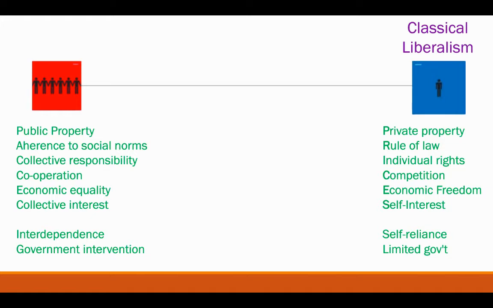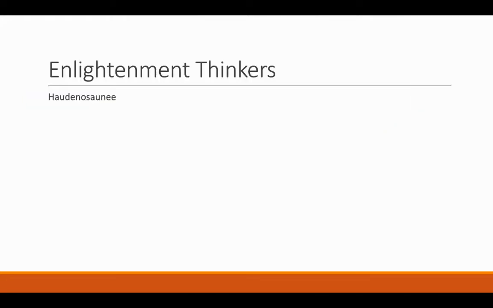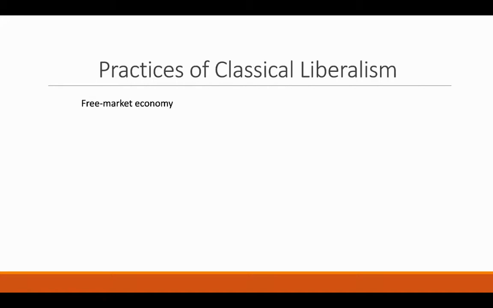Okay, so we know that the Enlightenment thinkers contributed very much to this ideology of classical liberalism, and there is debate among historians about whether or not the Haudenosaunee also contributed to liberalism. Right, so make sure you review both the Enlightenment thinkers and the Great Law of Peace from the Haudenosaunee as well. So, what did classical liberalism look like in practice, in real life?